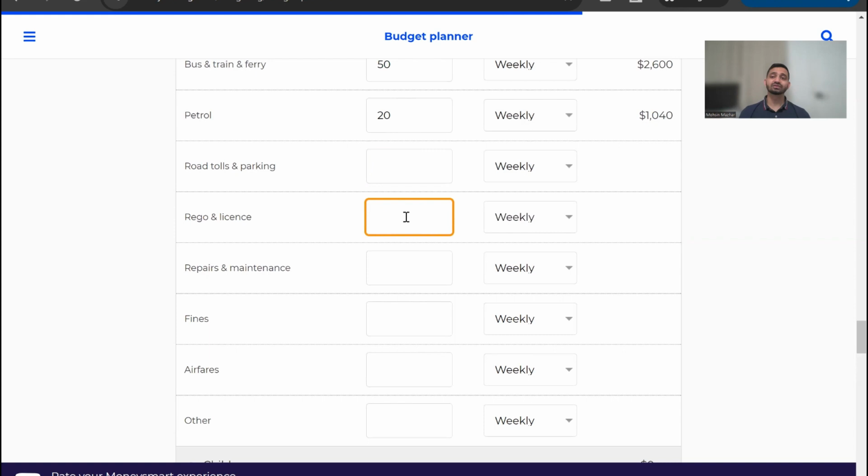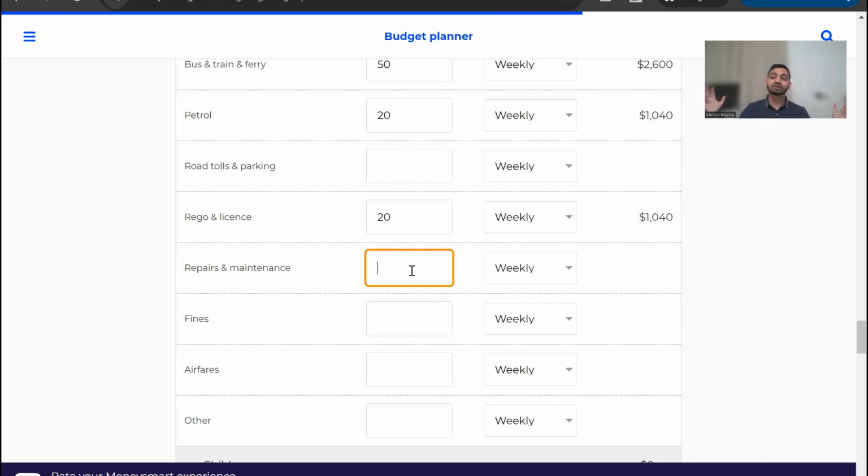Rego and license: you would need a car in Australia, unfortunately, to be able to survive, because it's a very remote area. Sometimes you will have to travel to get to work. Having a rego and license will cost you about $1,000 per year, so about $20 a week. That should cover your rego and insurance.